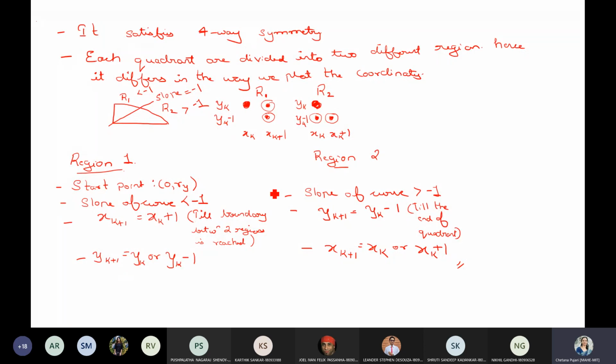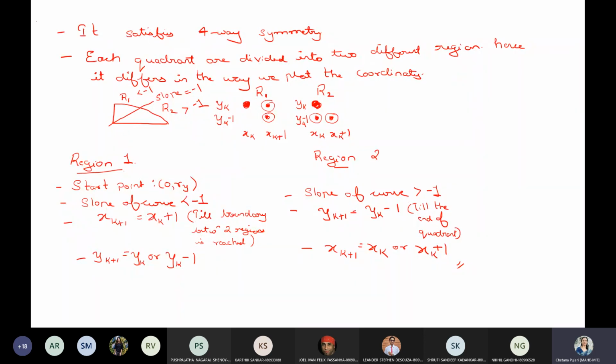So your region 1 and region 2 have some properties. In region 1, you are going to start from 0 and ry. So that will be your starting point, and the slope will be less than 1 in magnitude, and your x is incremented at every iteration. You are going to decide about y. In region 2, the slope of the curve is greater than -1. Your y is decremented at every iteration till you reach the end of this quadrant. And the starting point of your region 2 will be the end of your region 1.